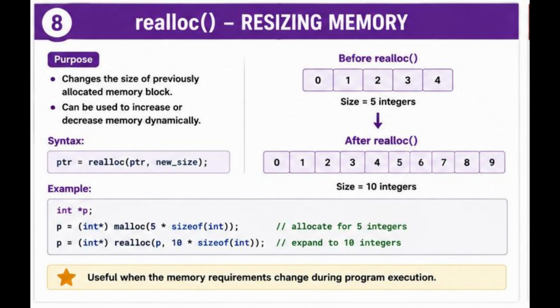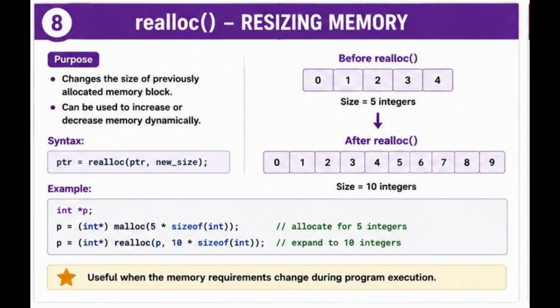Slide 3. Realloc. What happens if you realize halfway through your program that your bucket of memory is too small? You use realloc. Resizing. This function allows you to increase or decrease the size of an existing memory block. Example. If you originally asked for space for 5 integers but suddenly have 10 integers to store, realloc expands that space for you without losing your existing data. This makes your programs incredibly adaptive to user input.